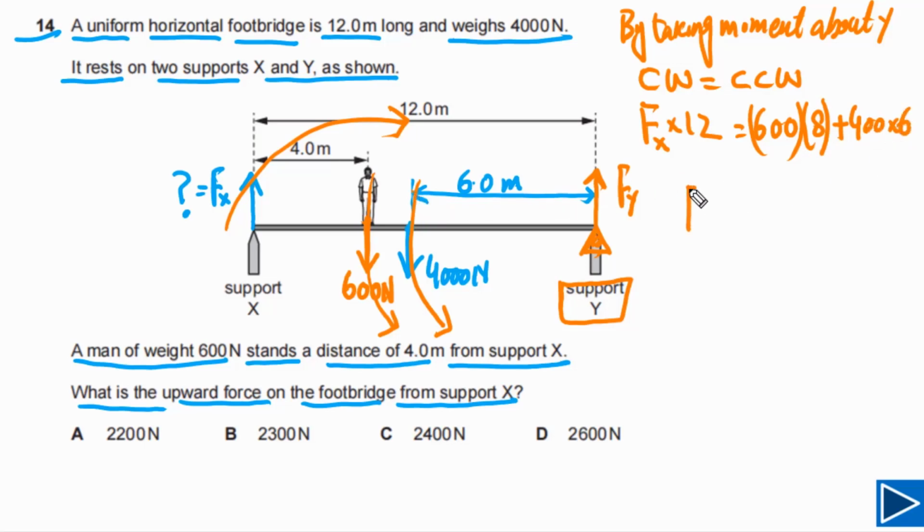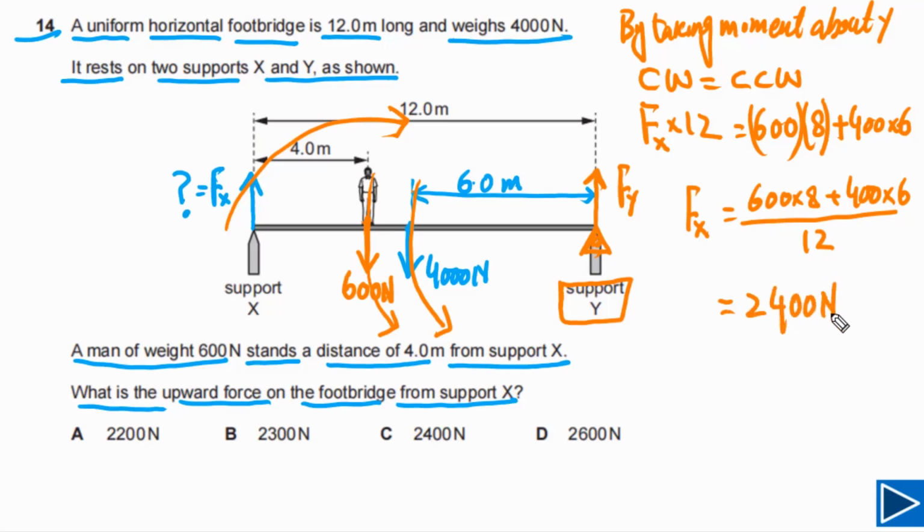Now simply we need to solve this one for x. So if we solve this one for fx, we can find out the value of the force exerted by this support x. So multiply by 6, this has to be divided by 12. So our final answer in this case will be 2,400 newtons. This is the force exerted in the upward direction by support x. So the answer is C for this question.